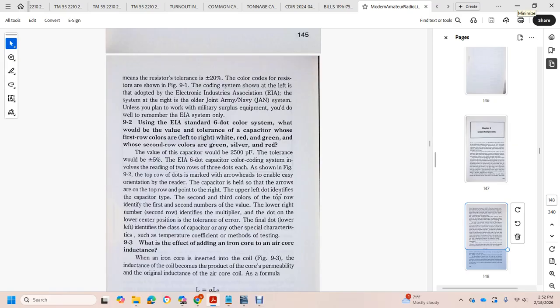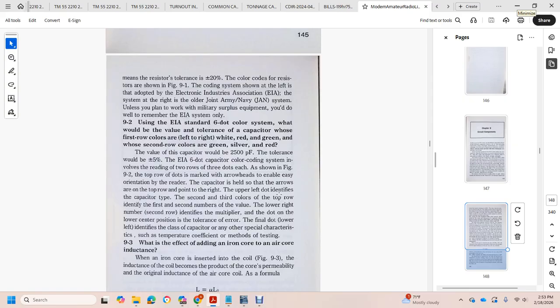The Electronic Industries Association 6 dot capacitor color coded system involves reading two rows of 3 dots each, as shown in figure 9.2. The top row of dots is marked with arrowheads to enable easy orientation by the reader, so that the arrows of the top row point to the right. The upper left dot identifies the capacitor type, and the second and third colors at the top row identify the first and second numbers of the value. The lower right dot of the second row identifies the multiplier, the lower center dot is the tolerance. The final dot, lower left, identifies the class of the capacitor with other special characteristics such as temperature coefficients and method of testing.